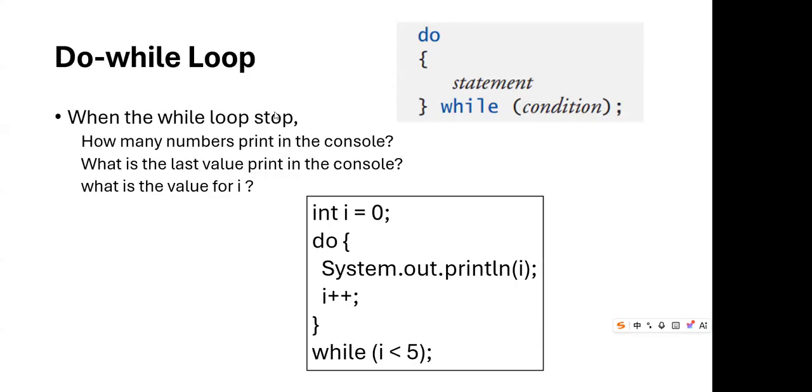Okay, let's have a look at this example. Here, I initialize I to be 0, and then we do System.out.println I, and then I plus plus. Suppose I initialize I to be 6 there.